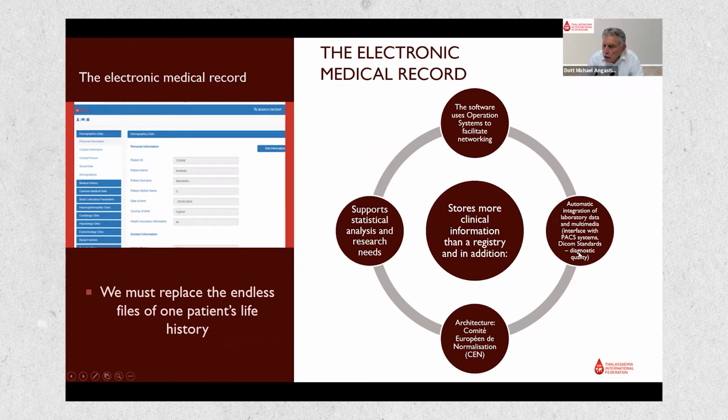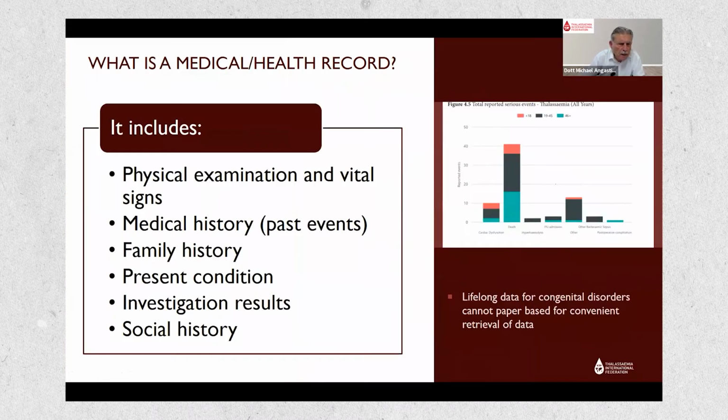And then we can have laboratory data, we can have a PAC system so that MRI and other imaging can actually be transmitted from center to center. And of course, again, a good statistical analysis. What will a health record include?